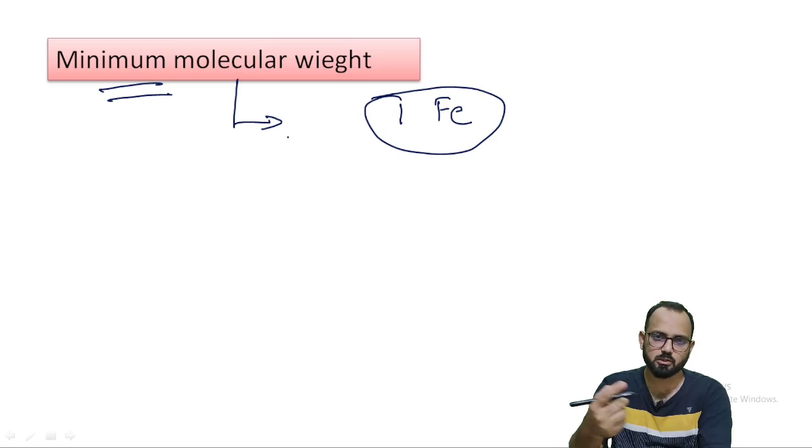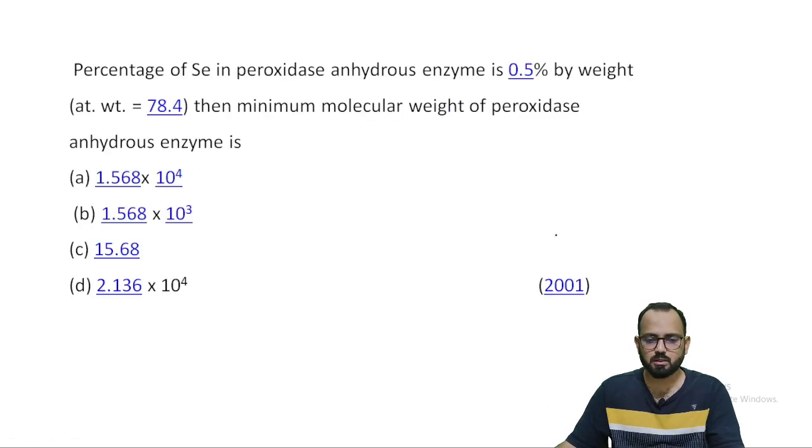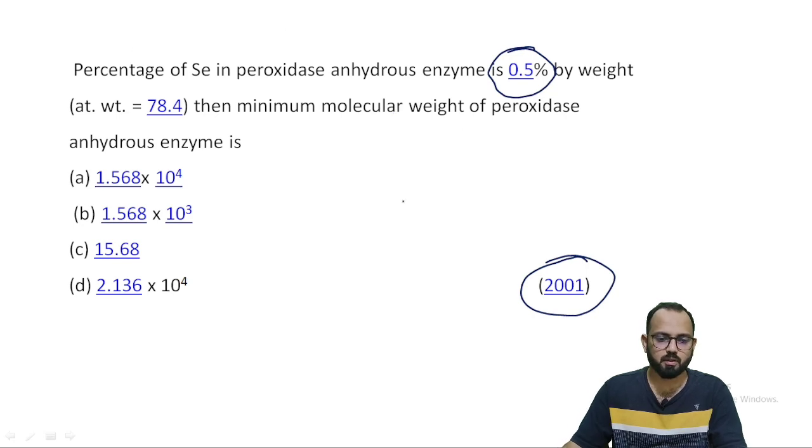Yeah, I'll solve one question so you'll be getting more clarity. Look at that, this is a 2001 question. The percentage of selenium in peroxidase anhydrous enzyme is 0.5 percentage. So they have given the mass percentage of selenium. And we need the minimum molecular weight of peroxidase anhydrous enzyme.